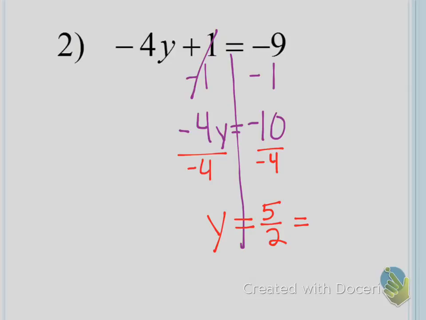2.5. Either of these answers for me is fine. Most algebra teachers want just this one. So this is like the preferred answer, but this is acceptable as well because I know that this is what your calculator gives you. So it is up to you. Either of those is fine. You don't need to give me both. Just pick one. What are your questions on number 2?